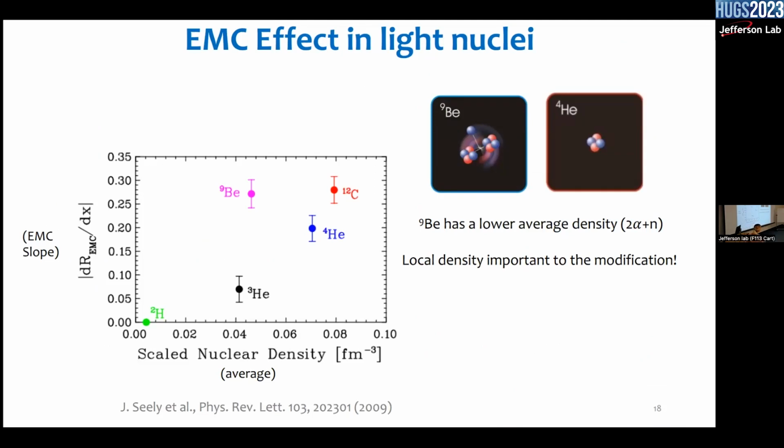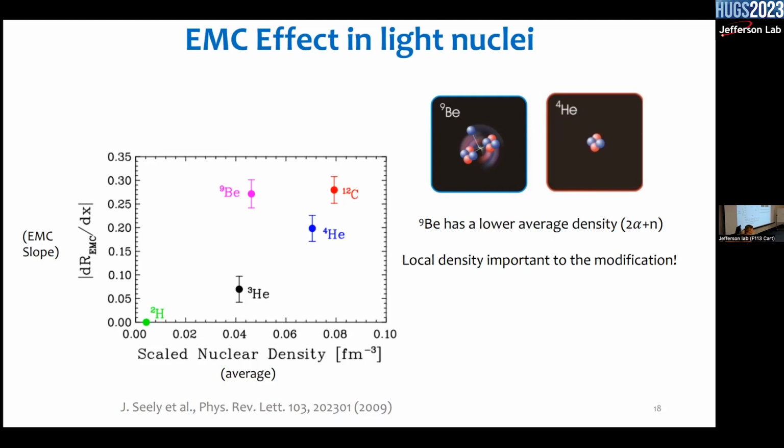So there were follow-up experiments at SLAC that were done pretty soon after the official observation of the EMC effect. One of the experiments we looked at, they measured these light nuclei. And so the resulting picture that they were able to put together is that they could take the EMC slope, which I said was this variable that they extract from the experiment, and then plot this EMC slope for each of these nuclei versus the scaled nuclear density.